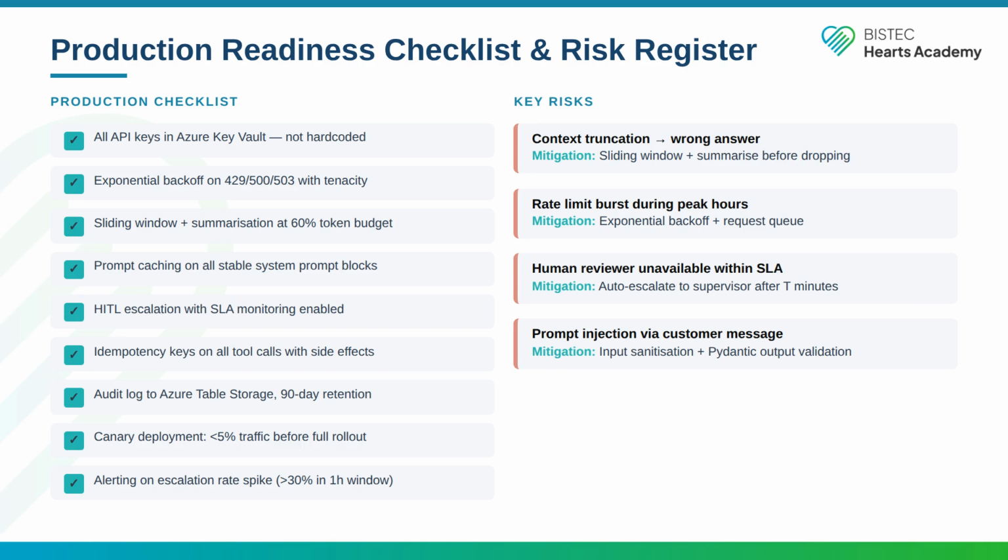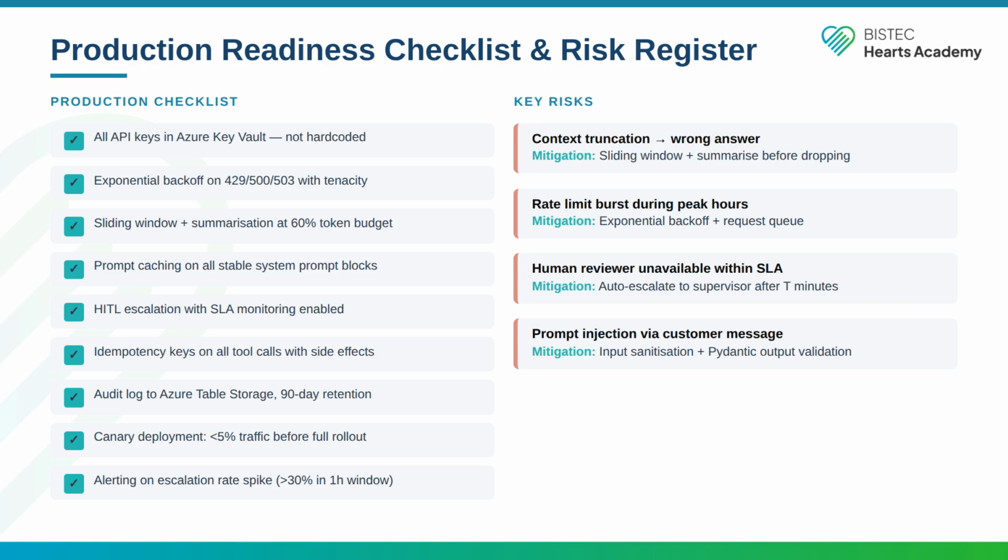Context truncation causing wrong answers is the most probable risk. The probability is medium and the impact is high. The mitigation is the sliding window plus summarization pattern from today's session. Rate limit bursts during peak hours are a high probability risk for SalonPay, whose Sri Lankan business hours overlap with global peak API usage. The mitigation is exponential backoff plus a request queue.